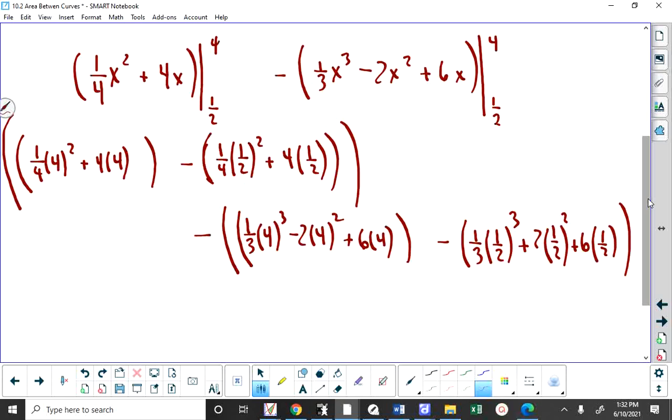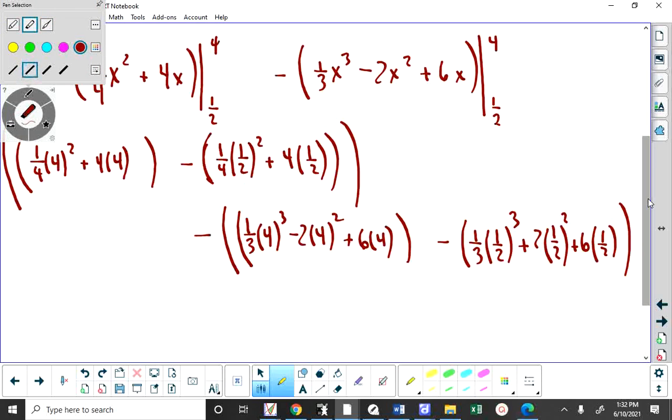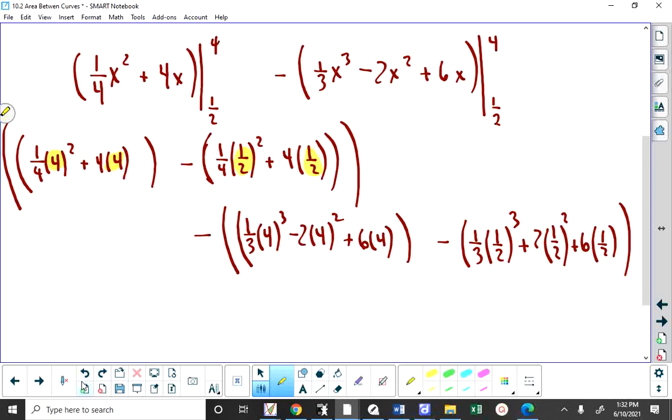I double check everything. What I'm doing when I'm double checking is looking at things visually like this. I'm looking at all of that. And am I seeing 1/4 times the thing squared plus 4 times the thing? Yes. Both 4s, both halves. And then I'm looking at the same idea here. And then what I'm going to be doing is calculating 4 different things.